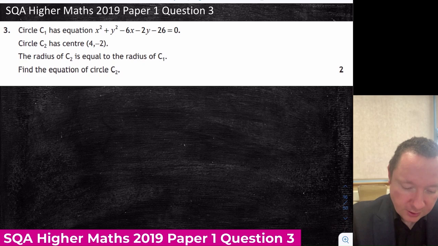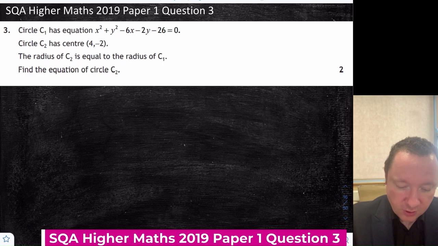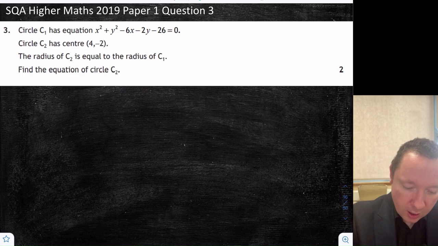SQA Higher Maths, Paper 1, Question 3. Circle C1 has this equation and C2 has centre (4, -2). The radius of C2 is equal to the radius of C1. Find the equation of circle C2. So we have our equation up here: x² + y² - 2x - 2y - 26 = 0.